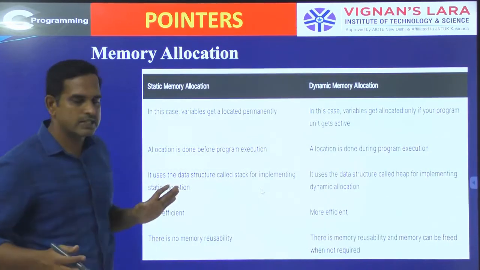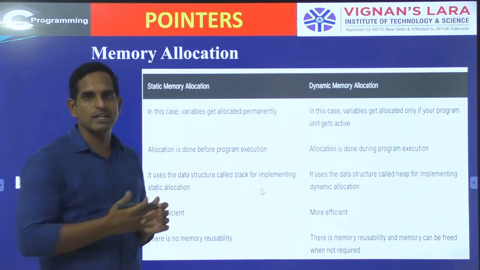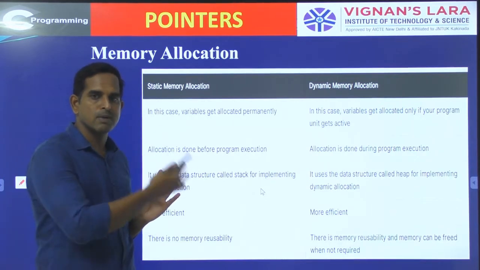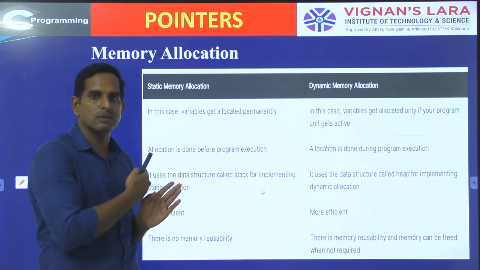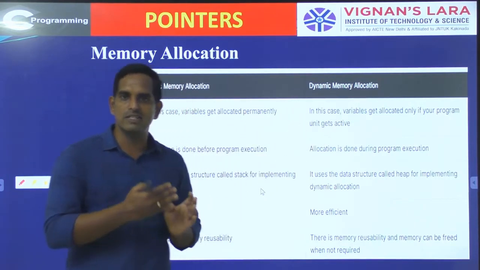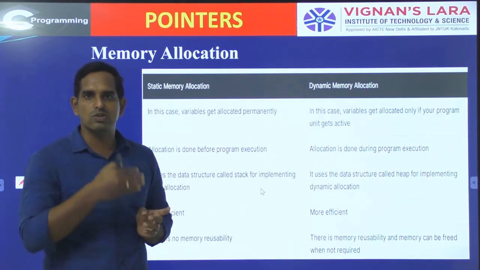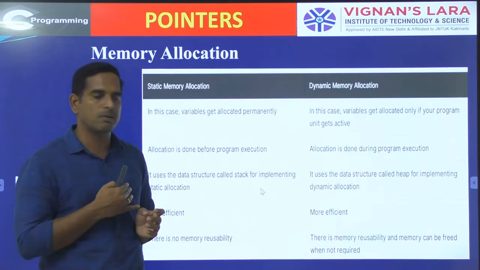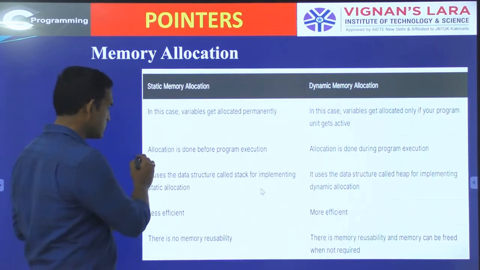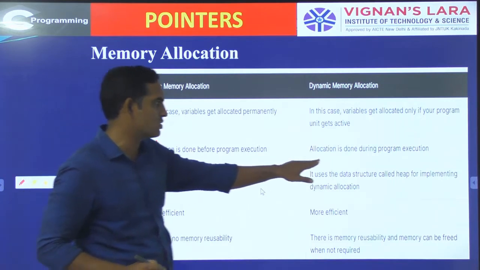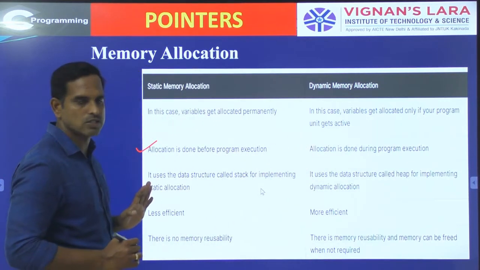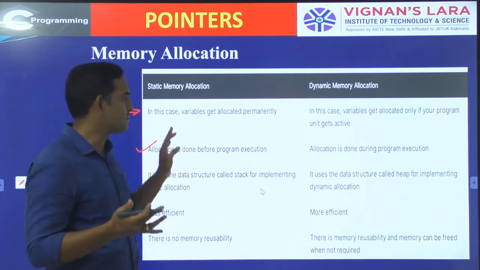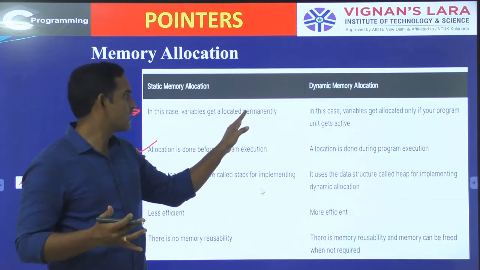So you need to understand the basic difference between static memory allocation and dynamic memory allocation. As I told you, static memory allocation is the memory allocation which you do before the program execution. Dynamic memory allocation is the one which you do during the program execution. While the program is executing, you can allocate the memory and deallocate the memory. In one case the allocation is done before the program execution, in the other the allocation is done during the program execution.